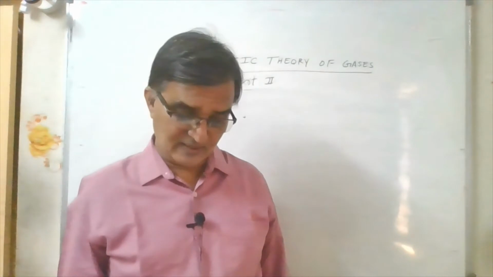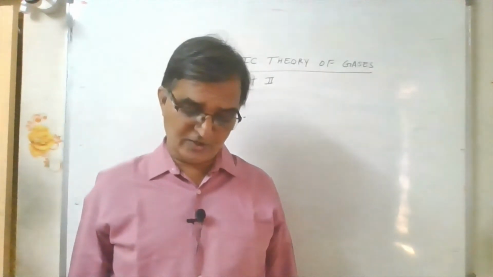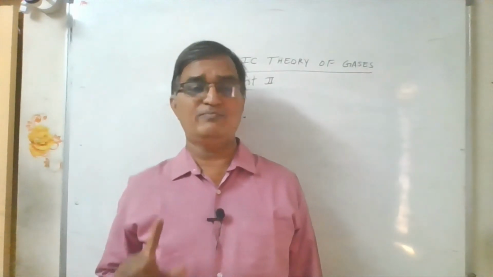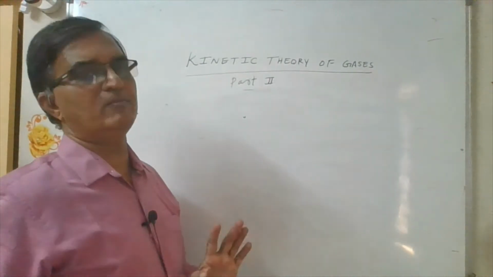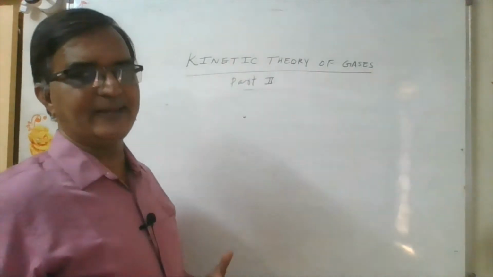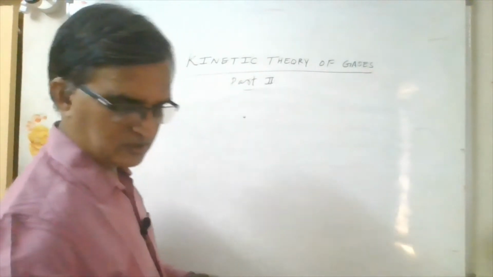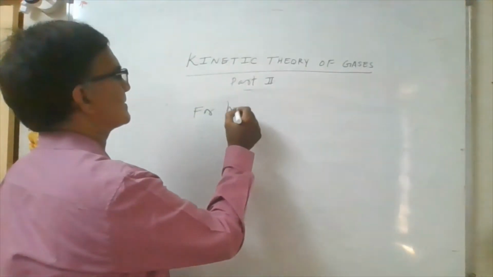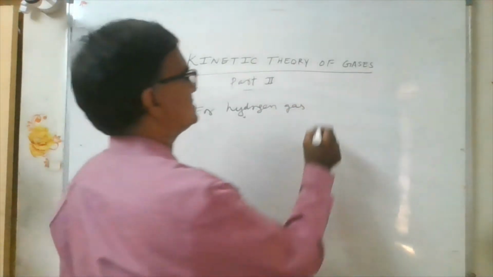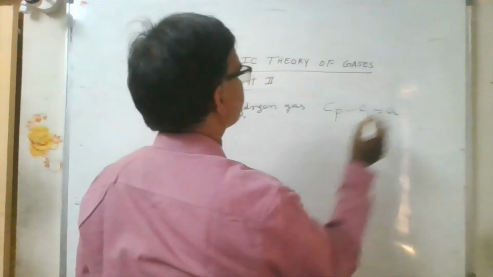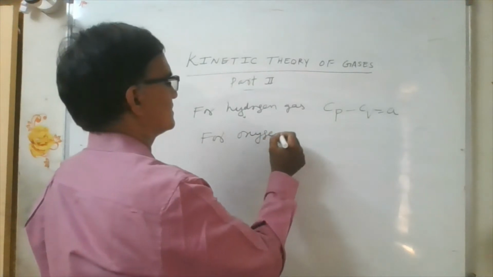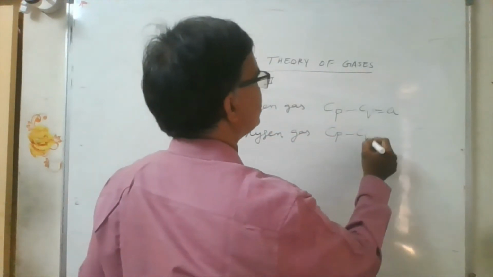So in this case, what you need to do is, if they don't specify the specific heat of gas per unit mass, you should go for Cp minus Cv as capital. Capital Cp minus Cv is equal to R, that is always constant. So write down for hydrogen gas, Cp minus Cv is equal to A, and for oxygen gas, Cp minus Cv is equal to B.